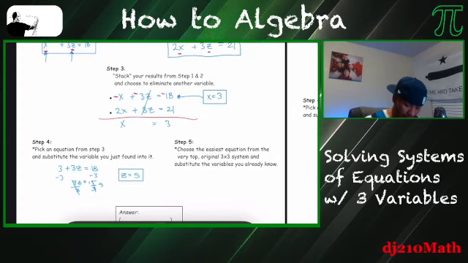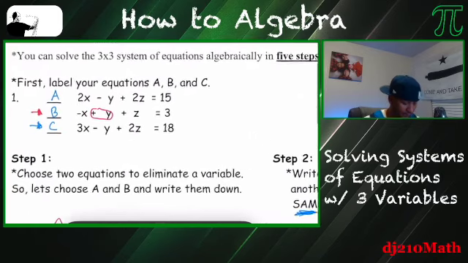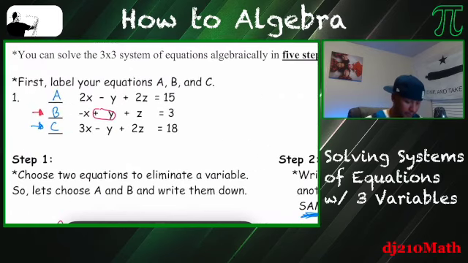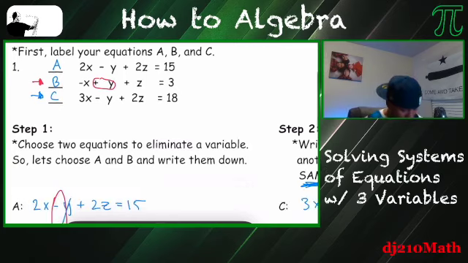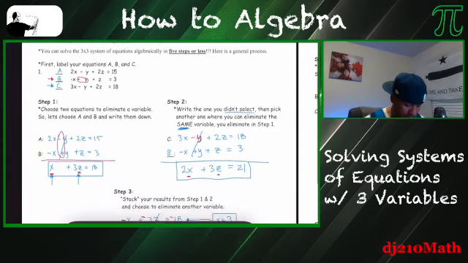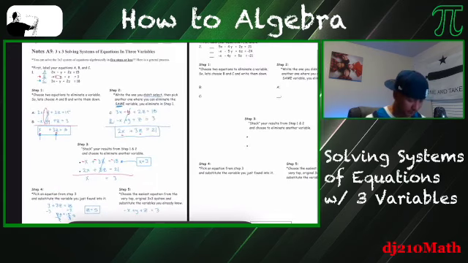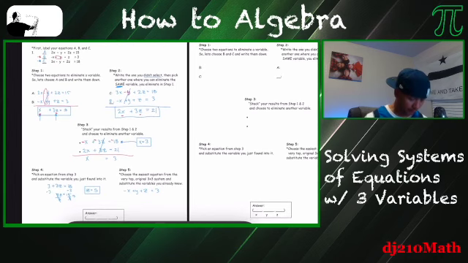And in step 5, from the very, very beginning, A, B, and C, we know what x is and we know what z is. So we got to choose one. Truly doesn't matter which one you choose. Pick the one with the nicest looking numbers. I like B. So negative x plus y plus z equals 3. One of the biggest mistakes you're going to make is copying the problem down wrong.